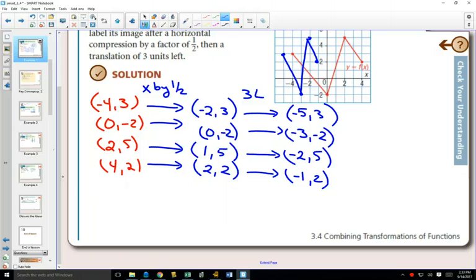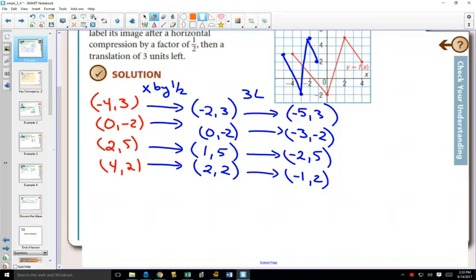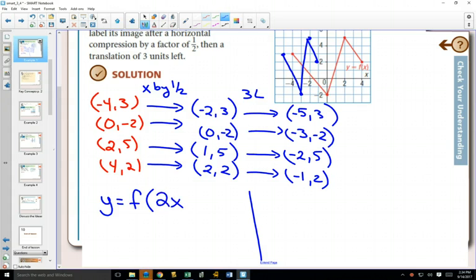And I'm going to write it down in 2 different ways. And I want you to guess or think about it and try to figure out which of these 2 ways is the right way. So method number 1, now this function was f of x, so in terms of f, how do we show x by a half? That would be inside the function. So we'd have a 2x. And how do we show 3 to the left? That would be plus 3.